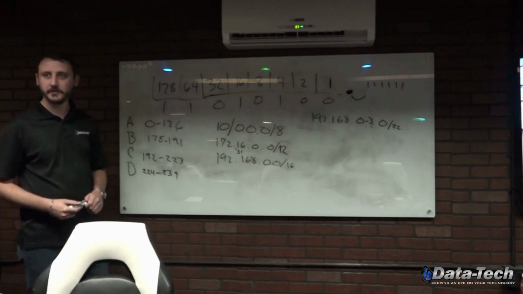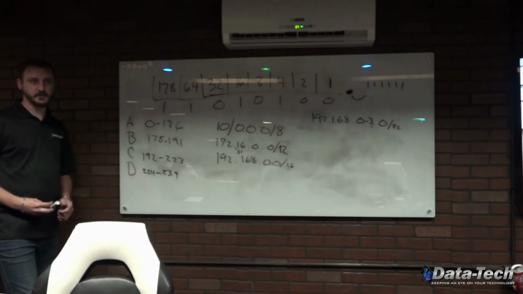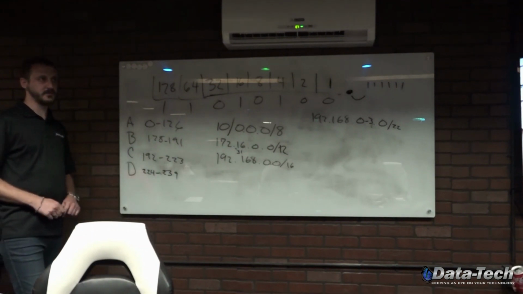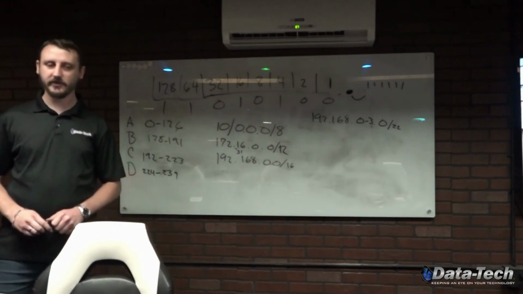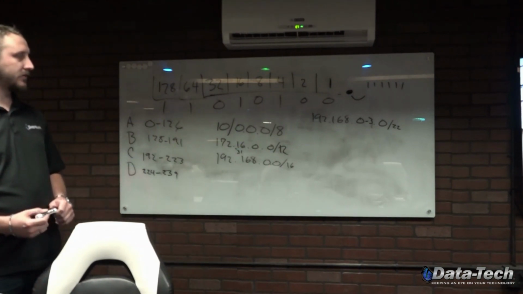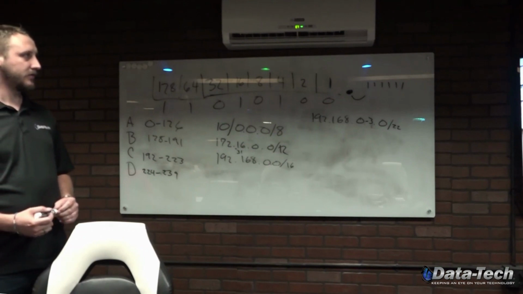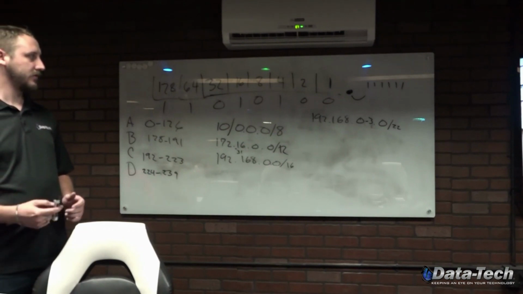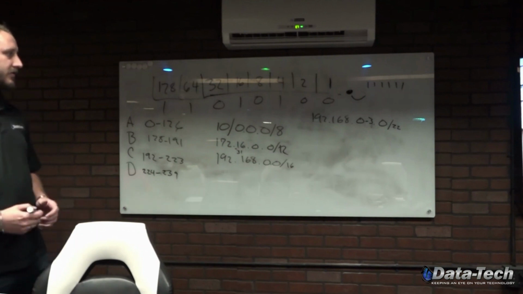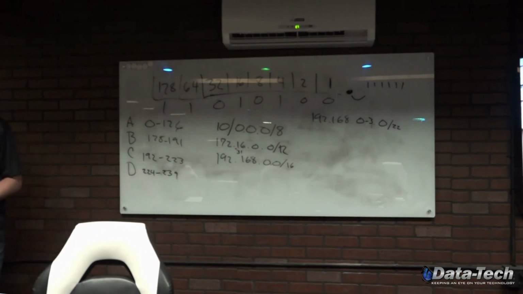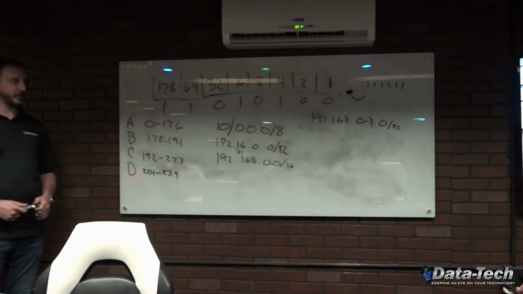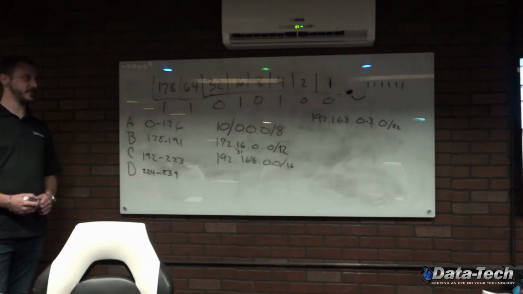1,024 minus 2. My math was off. 512 times 2 is 1,024. So 1,024 total addresses, 1,022 usable.